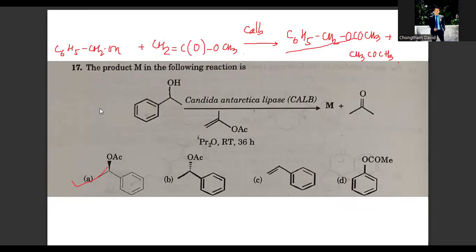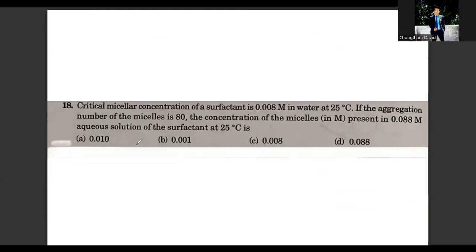Let us move on to the next question. Question number 18. Critical micelle concentration, CMC, of a surfactant is 0.008 molar in water at room temperature. If the aggregation number of micelles is 80, the concentration of the micelles in molar concentration present in 0.088 molar aqueous solution of the surfactant at room temperature is. So as given, critical micelle concentration 0.008, and the total surfactant concentration is 0.088. The aggregation number is given here, 80.